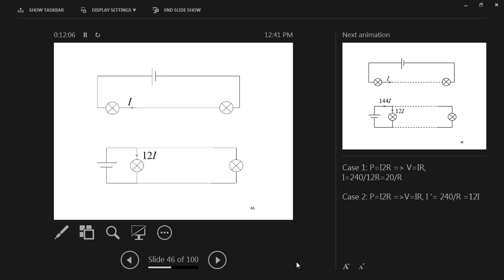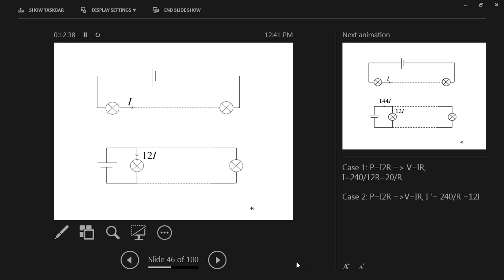So, are you able to calculate this value of 12I? You assume that this EMF is 240. You can go and calculate and assume that this resistance is R. Calculate the current and let the current be I. Now the EMF is again 240, but the PD across each bulb is still 240. Find the current going through it. What equation would you use?